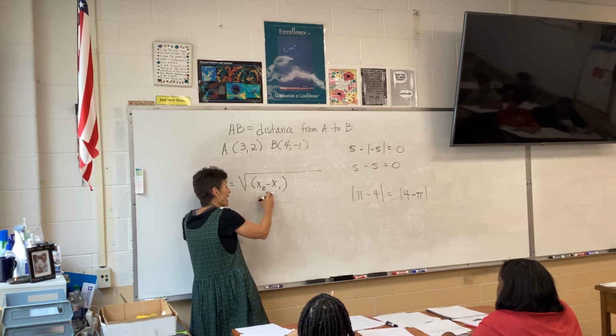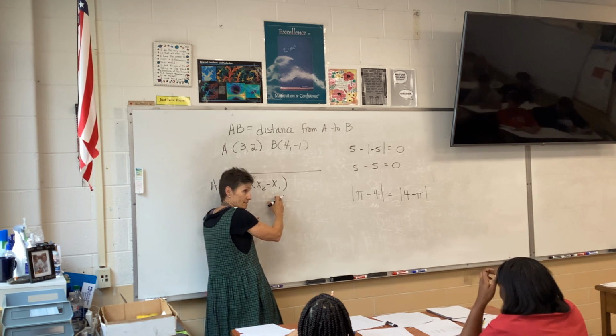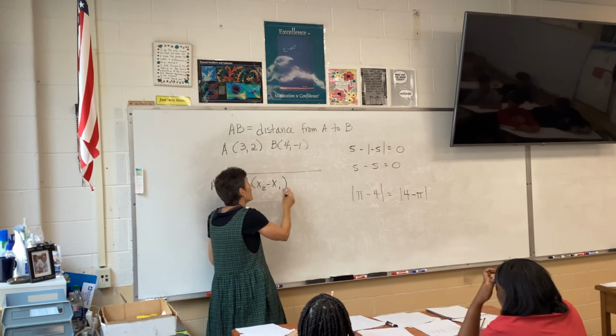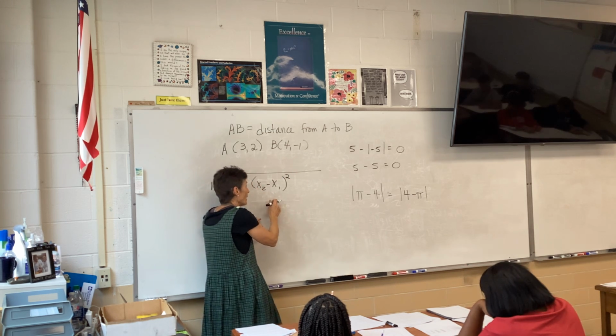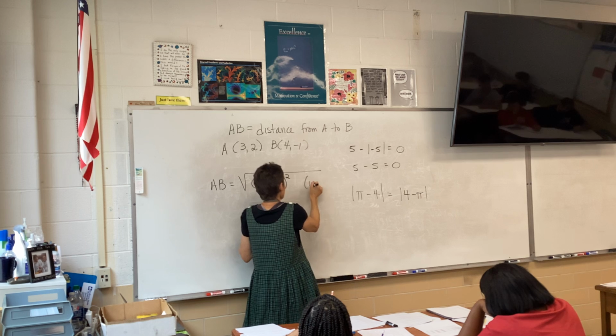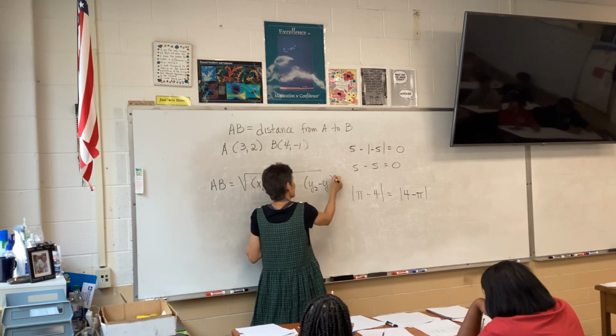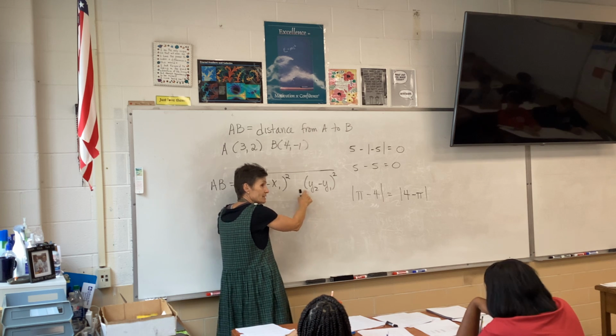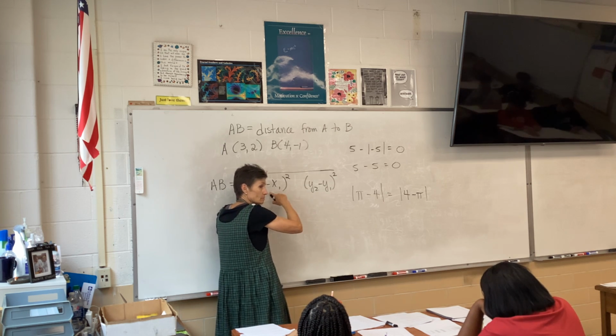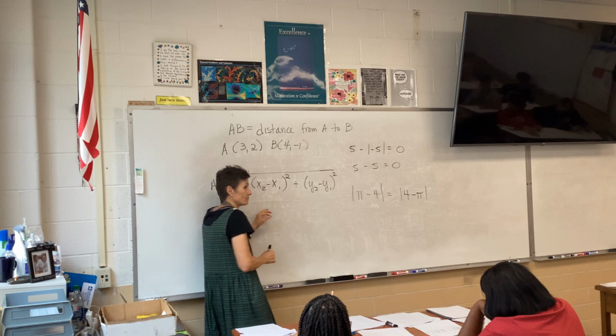So I'm going to subtract my x's, okay? Square the x. And you square it, absolutely. So we subtract them and square it. We do the same thing for the y's. We subtract them and square them. And then you remember what we do with these two? We add them.